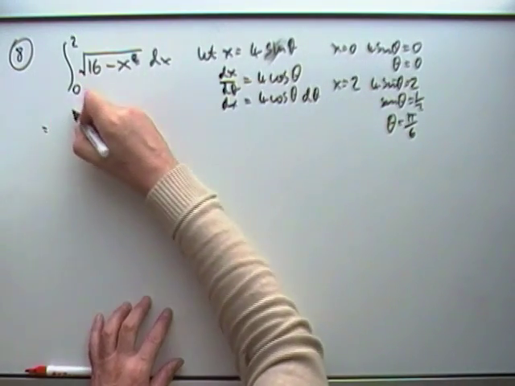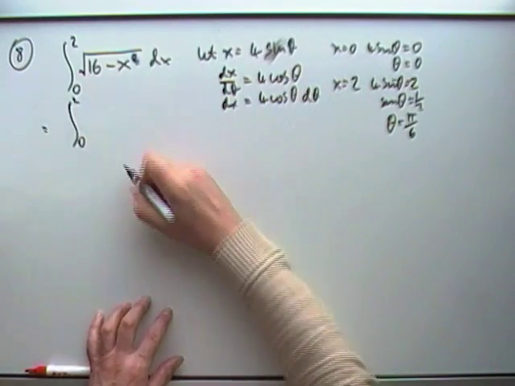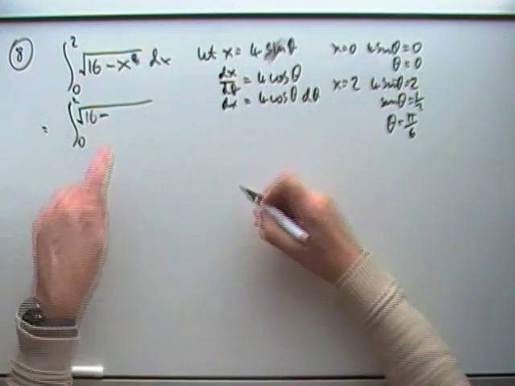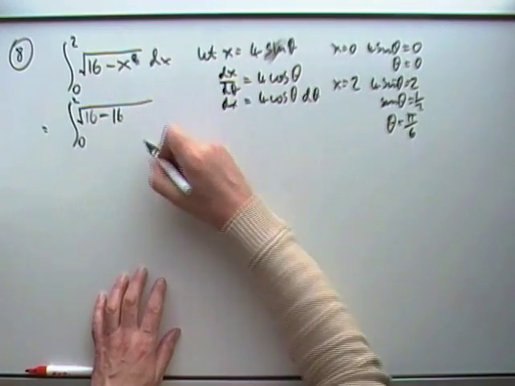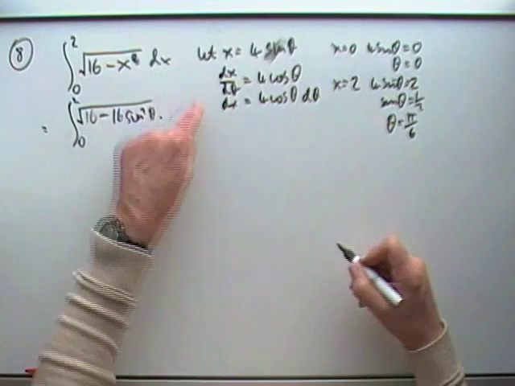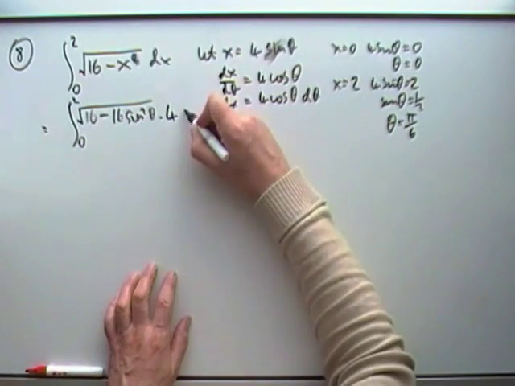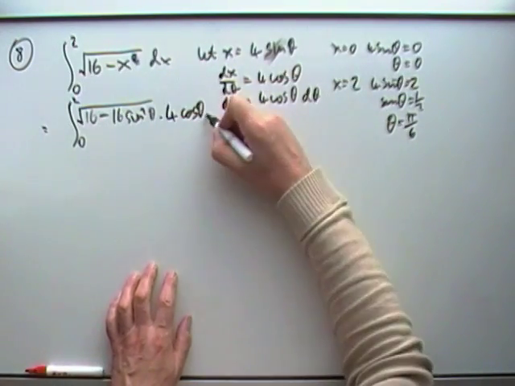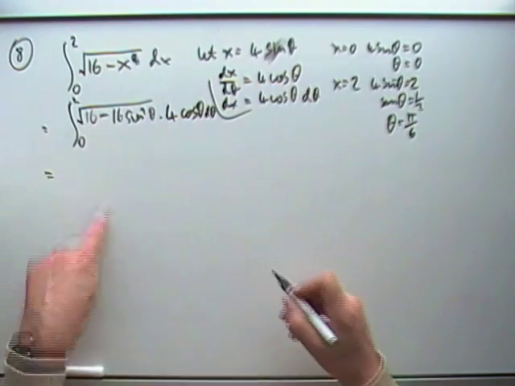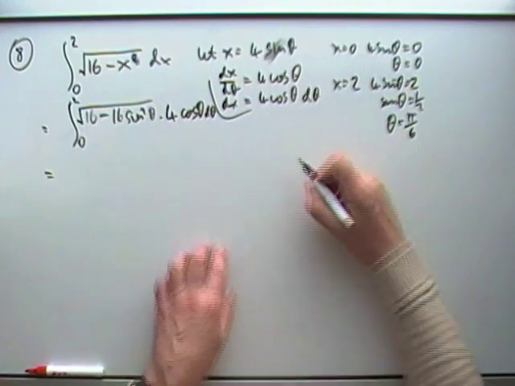Then start feeding it all back in here. So from 0 to 2 of the square root of 16 minus, well, x is 4 sine theta, so x squared will be 4 squared, 16 sine squared theta, times dx was changed into, I'm going to run out of space here, 4 cos theta times d theta. Now, I need a lot of room here. I think I'll do this changing over here.